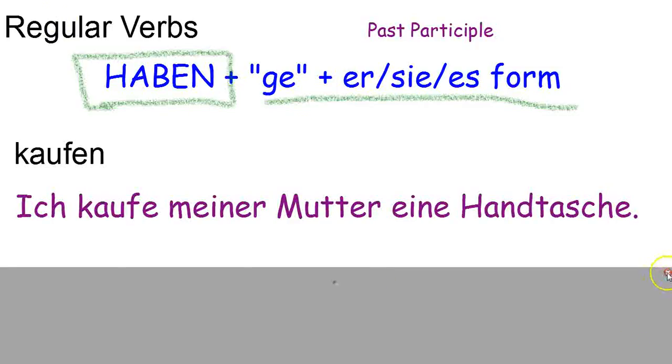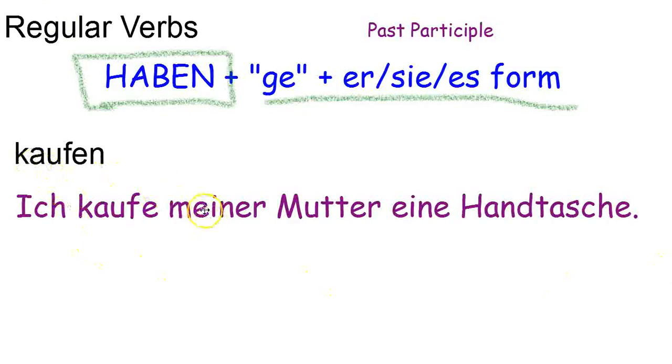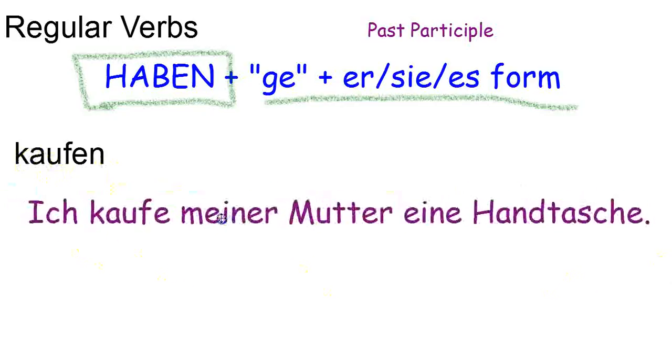So let's look at this in practice, and this may help us a little bit. So using our verb kaufen, I currently have a present tense sentence. This is in the present tense. Ich kaufe meiner Mutter eine Handtasche. I buy my mom a purse. So present tense, right now. I buy it. I am buying it. But let's say I'm talking to a friend and I wanted to say, oh yeah, like I bought my mom a purse like yesterday.